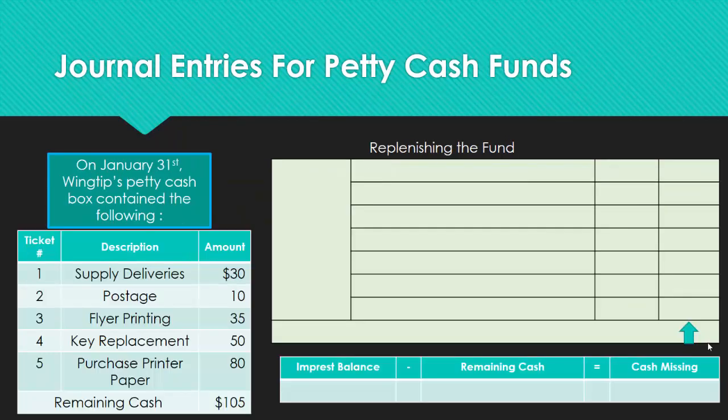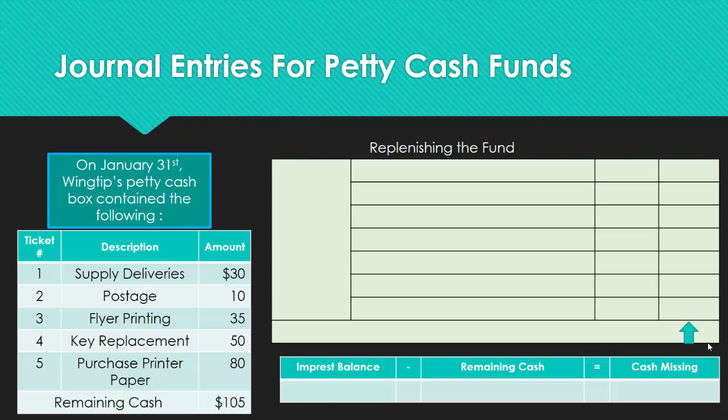So throughout the month of January, our employees are going to use this petty cash fund. And when they do, they're going to leave tickets in there. So there's usually a piece of paper that is with the lockbox. You have to fill out the information on how much you spent, on what date you spent it, and what you spent it for.